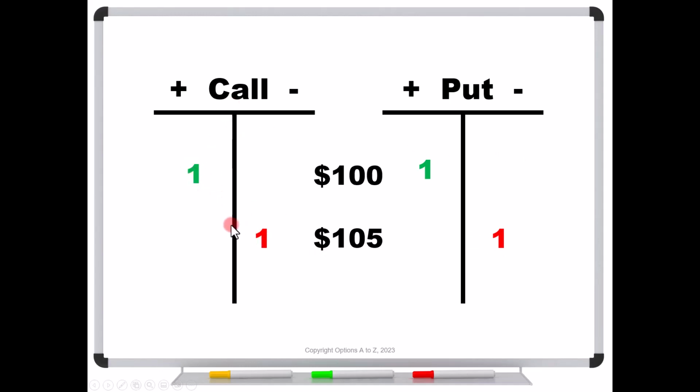This is a bull spread. We're long the 100-105 call spread, and we're short the 100-105 put spread. This is a credit spread. So we really have two vertical spreads going on here. It doesn't look like it when we just looked at that risk graph, and that's part of the point. So let's break these down separately.